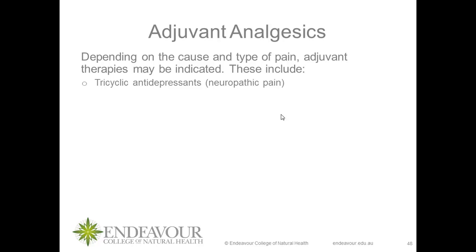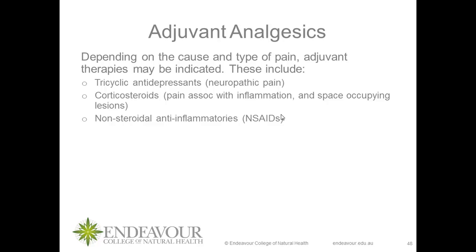Also, we said we'll consider adjuvant analgesics because they can be used to change the way a person tolerates pain. But it does depend upon the type of pain as to which adjuvant or adjunct therapy might be used. So an adjuvant might be used for a neuropathic pain, tricyclic antidepressants. We might use a corticosteroid for the pain associated with inflammation and space-occupying lesions.